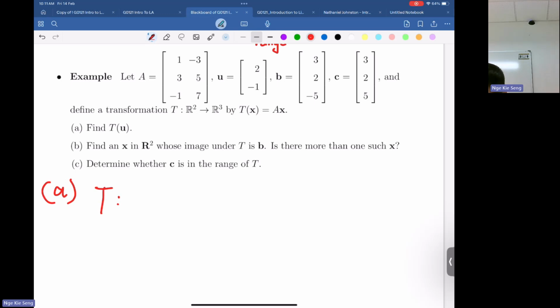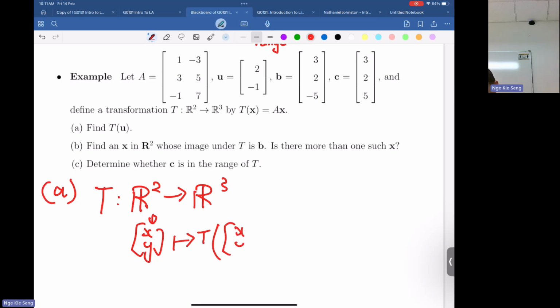T from, let's say, R2 to R3. Meaning if you give me some vector in R2, you need to tell me what's the image of this vector. But the image of this vector lives where? R3. R3 meaning what? You need to produce a vector in R3.